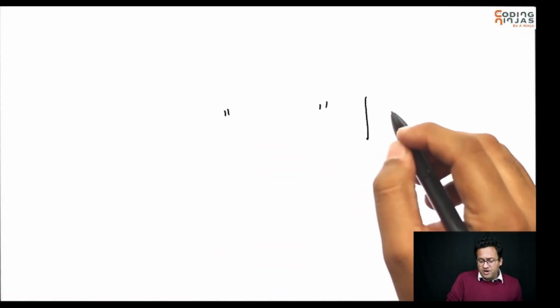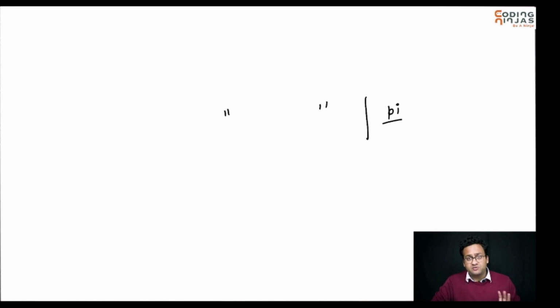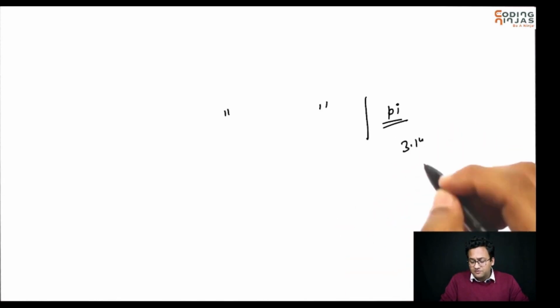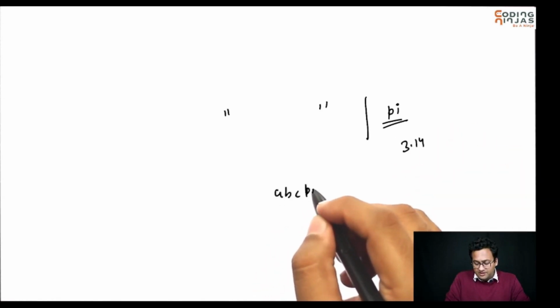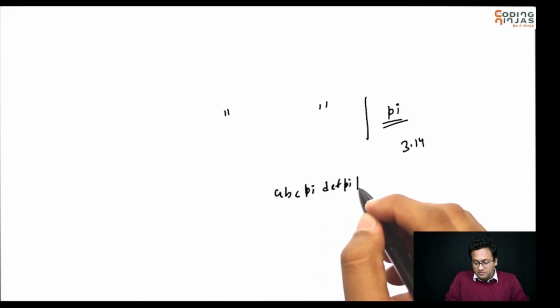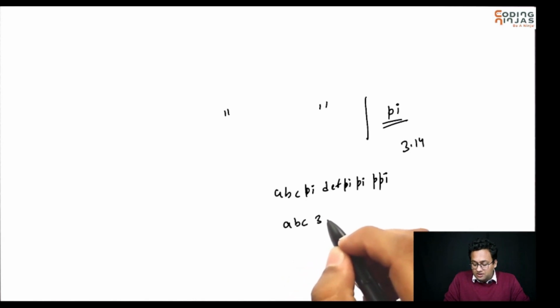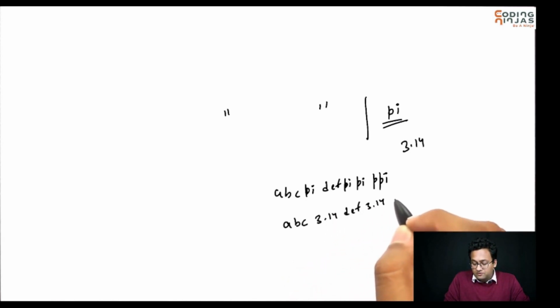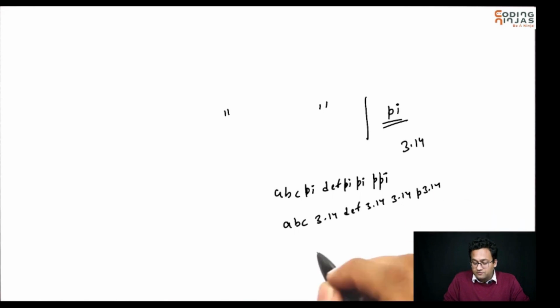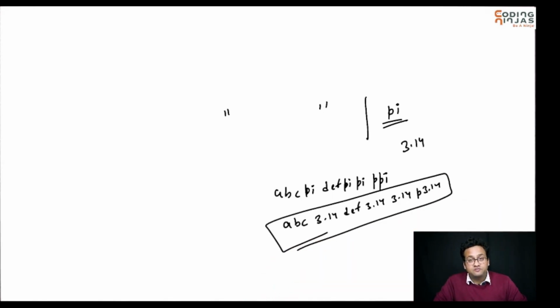Hi, so let's pick up another problem on strings. Hopefully that will make things a little more clear, right? So not a very hard problem. Basically, we are given a string, and whenever you have pi, small p followed by small i, I want to replace that with 3.14. So if you give me ABC pi DEF pi, then I'm going to replace that with ABC 3.14 DEF 3.14, and so on. That's what the output should be. That's what we need to do.